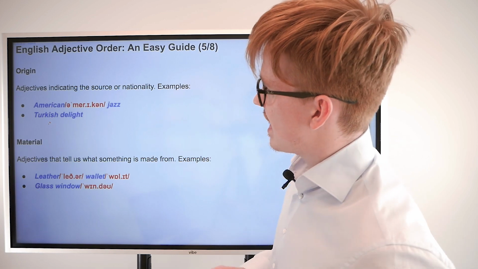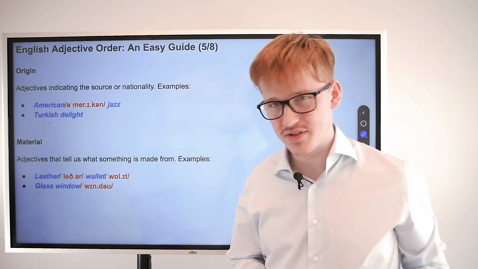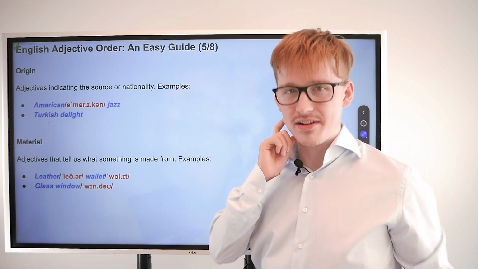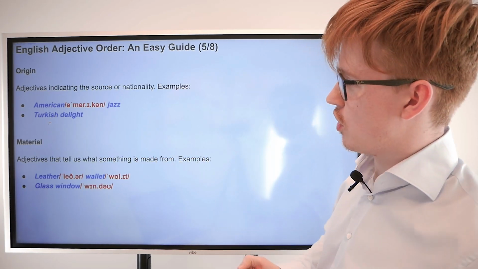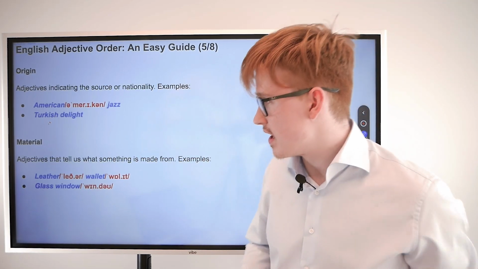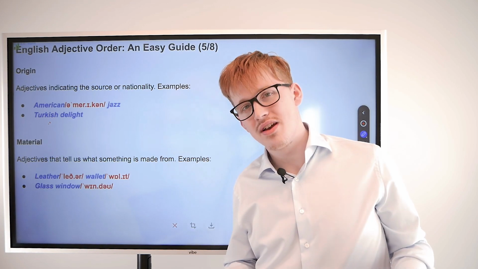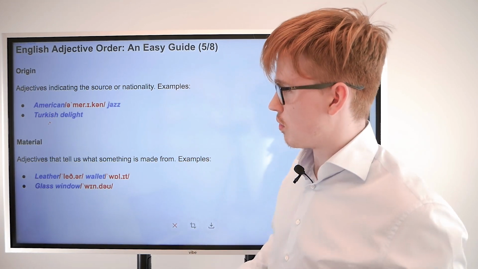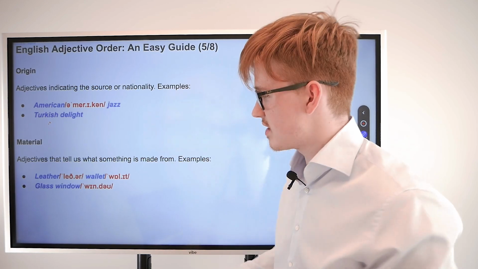Fabulous. And now we'll look at material of something. So it can tell us what something is made from as an adjective. So we have a leather wallet. We have a glass window. What is the window made of? Oh, it's made of glass. Oh, how is the wallet? Oh, it's leather. It's a leather wallet.